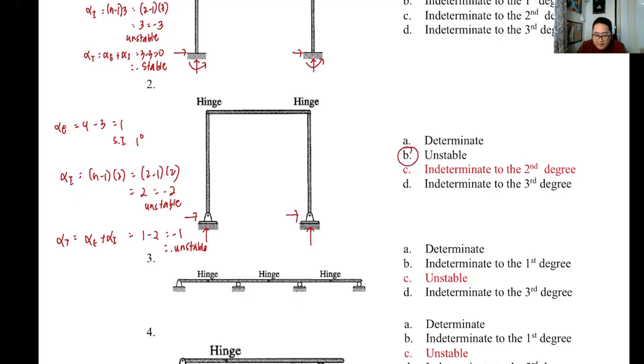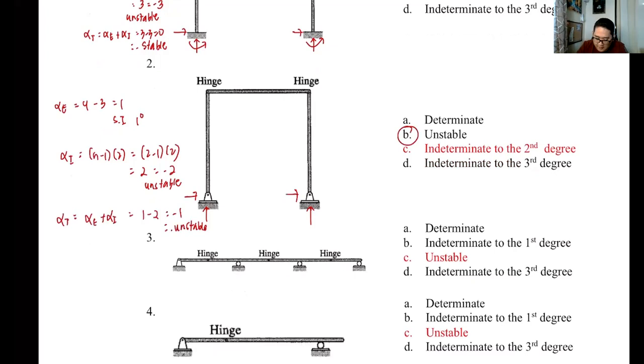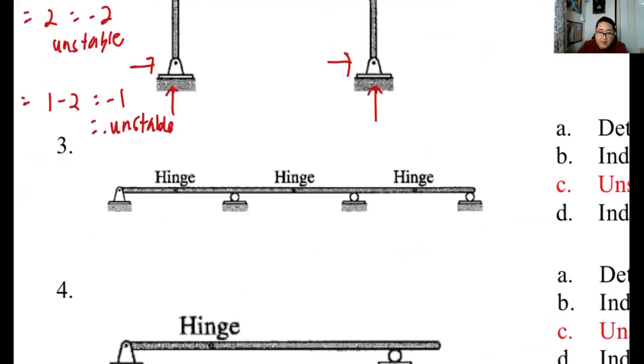Okay? Next, number 3. So we have here a continuous beam. So we have 1 pin, then 3 rollers. So, ayan. Yung external stability natin for that. So dito na lang. That is how much? 2 plus 3. So 5 minus 3. So 2. So statically indeterminate tayo ng second degree for external.